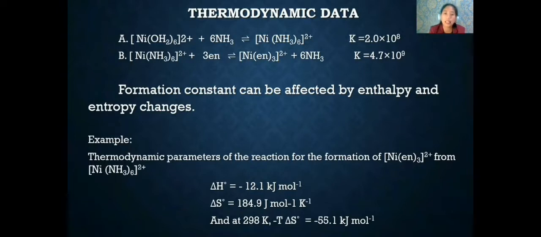So the formation constant can be affected by enthalpy and entropy changes. Here we have the reaction for the formation of the tris(en) nickel from the hexaammine nickel complex. As you can see here, the enthalpy is negative and the entropy is positive. So this reaction is more spontaneous, more favored, and more stable.